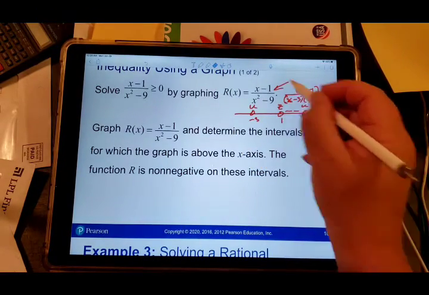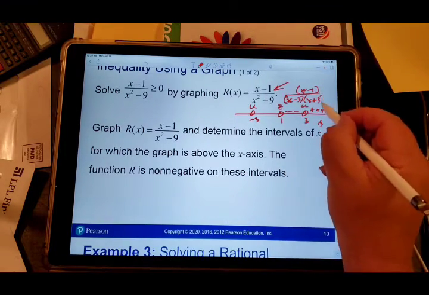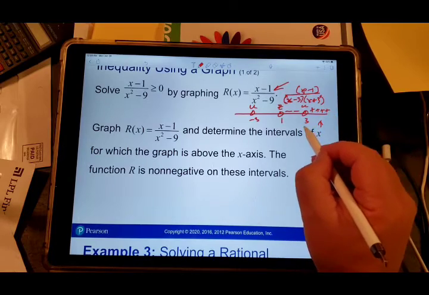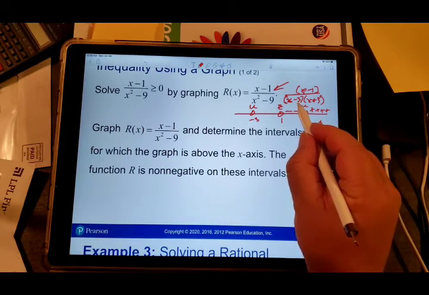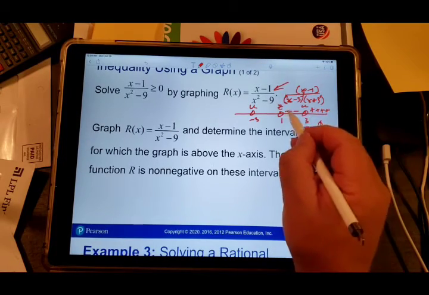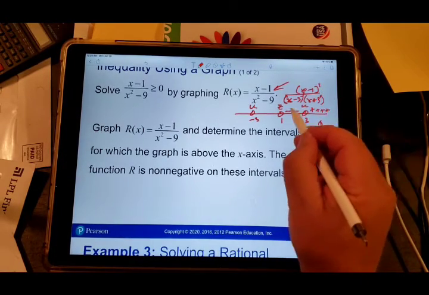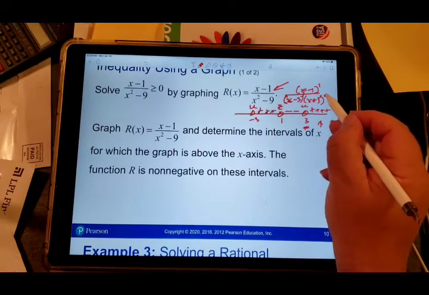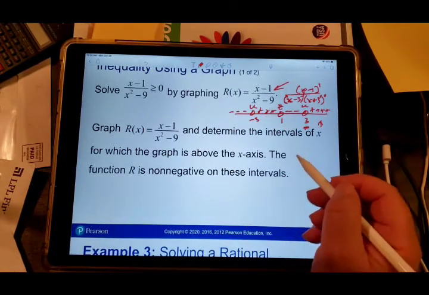And I should be talking about this one. X minus 3 is where that 3 came from, right? Where x minus 3 equaling 0 is where that 3 came from. And it's degree 1, so a sign change. This is degree 1, so another sign change. Odd degree. This is degree 1, so another sign change.